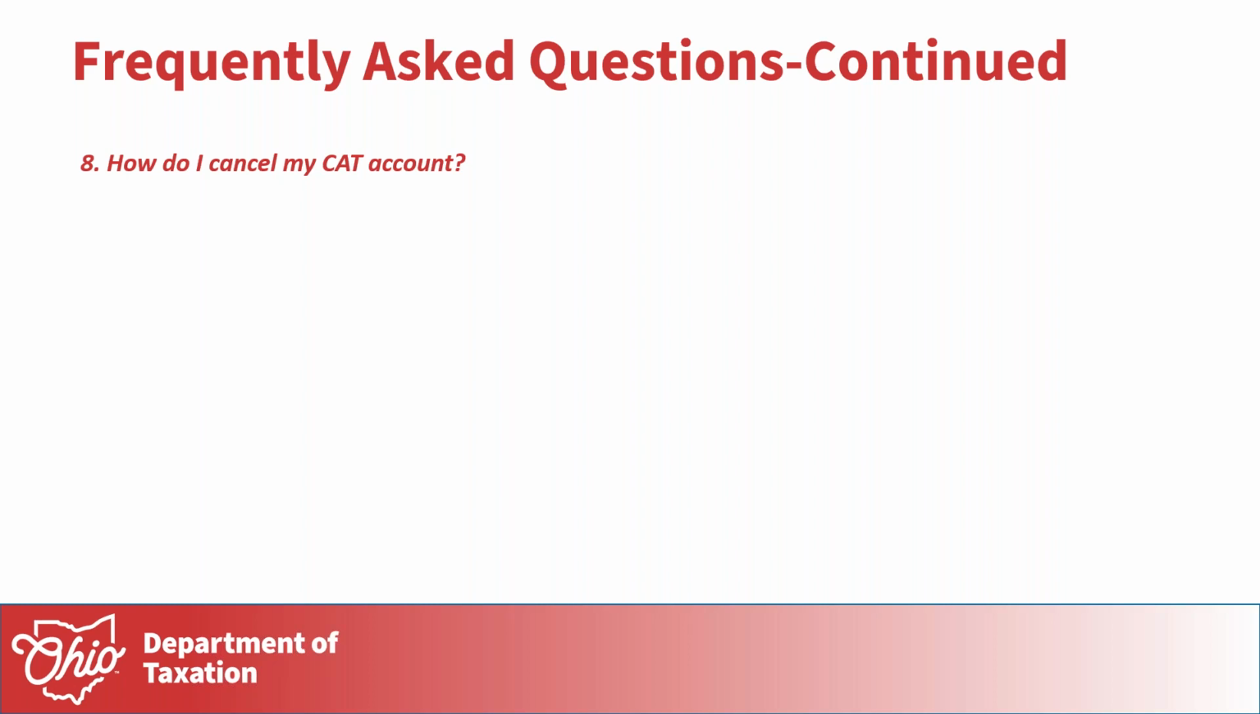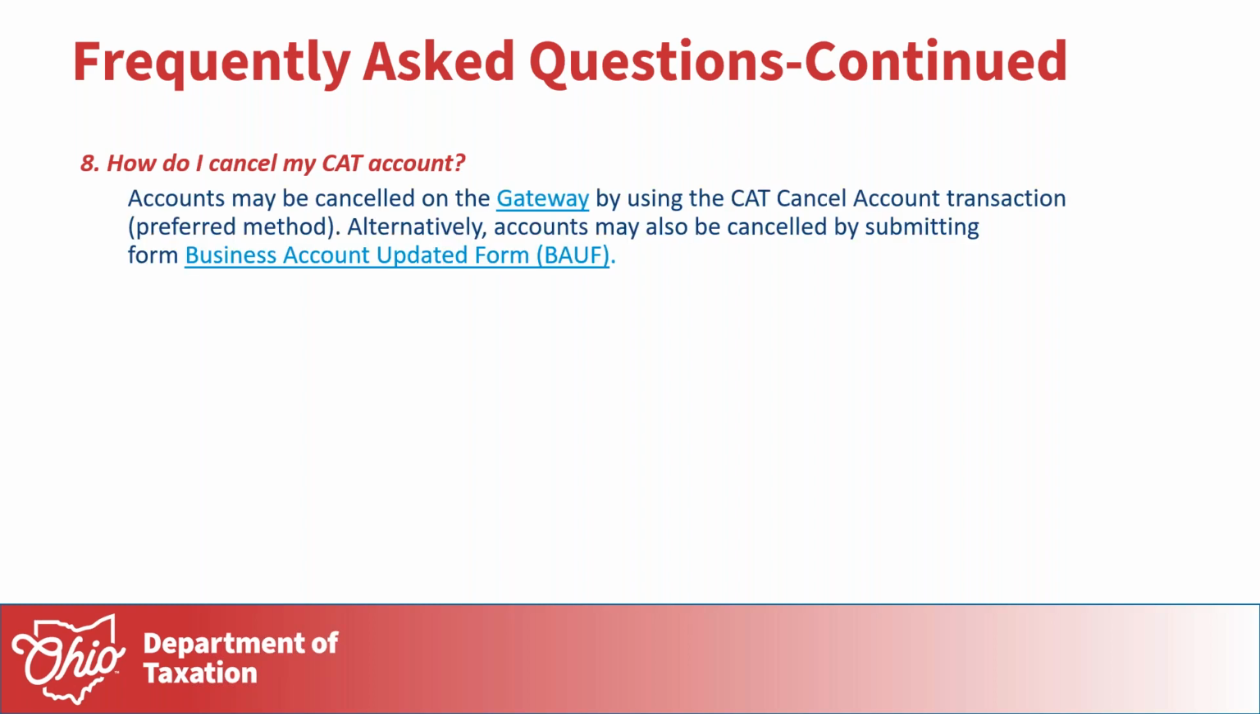Question number 8, how do I cancel my CAT account? Accounts may be canceled on the gateway. That's one option, by using the CAT cancel account transaction. That's on your dashboard as a transaction that you can choose to cancel your account. You also can cancel using the checkbox on the return if you choose to do so on the final return.